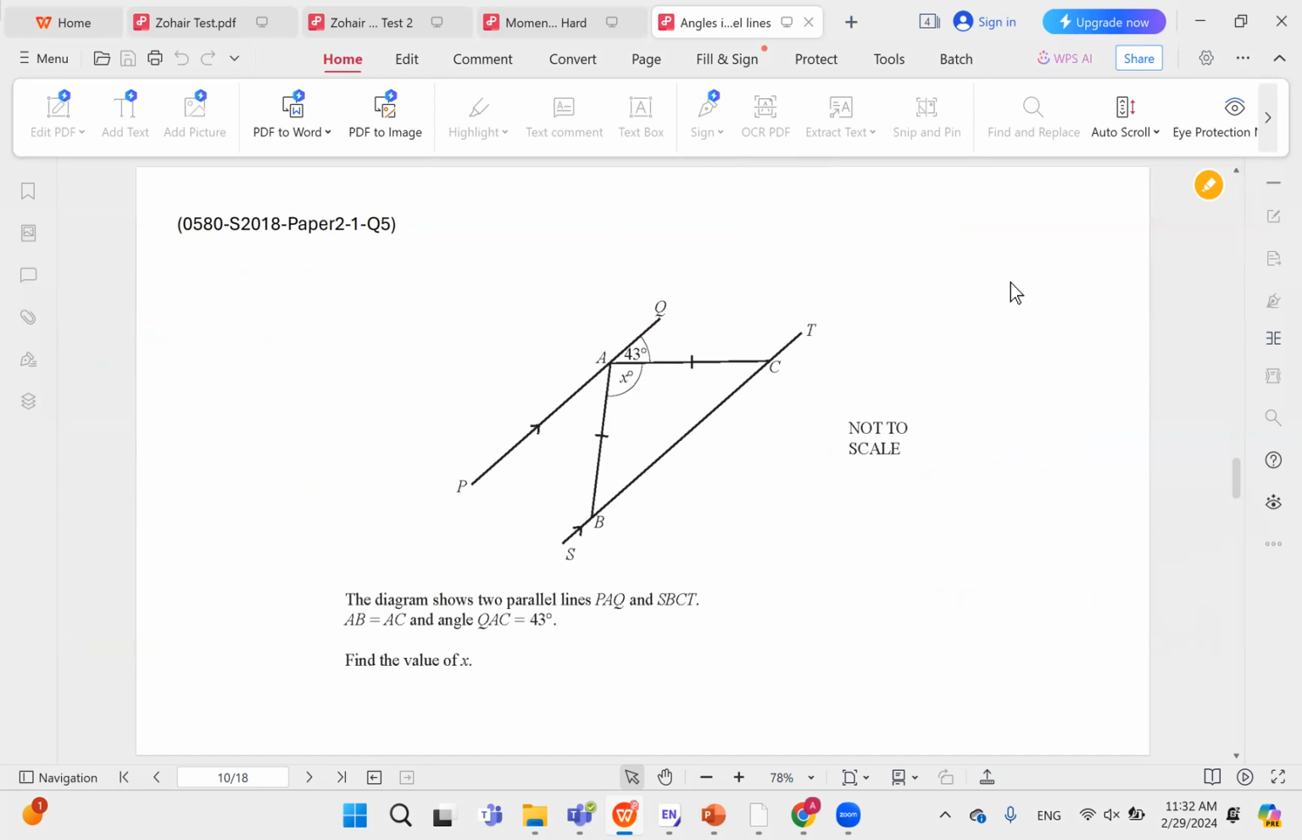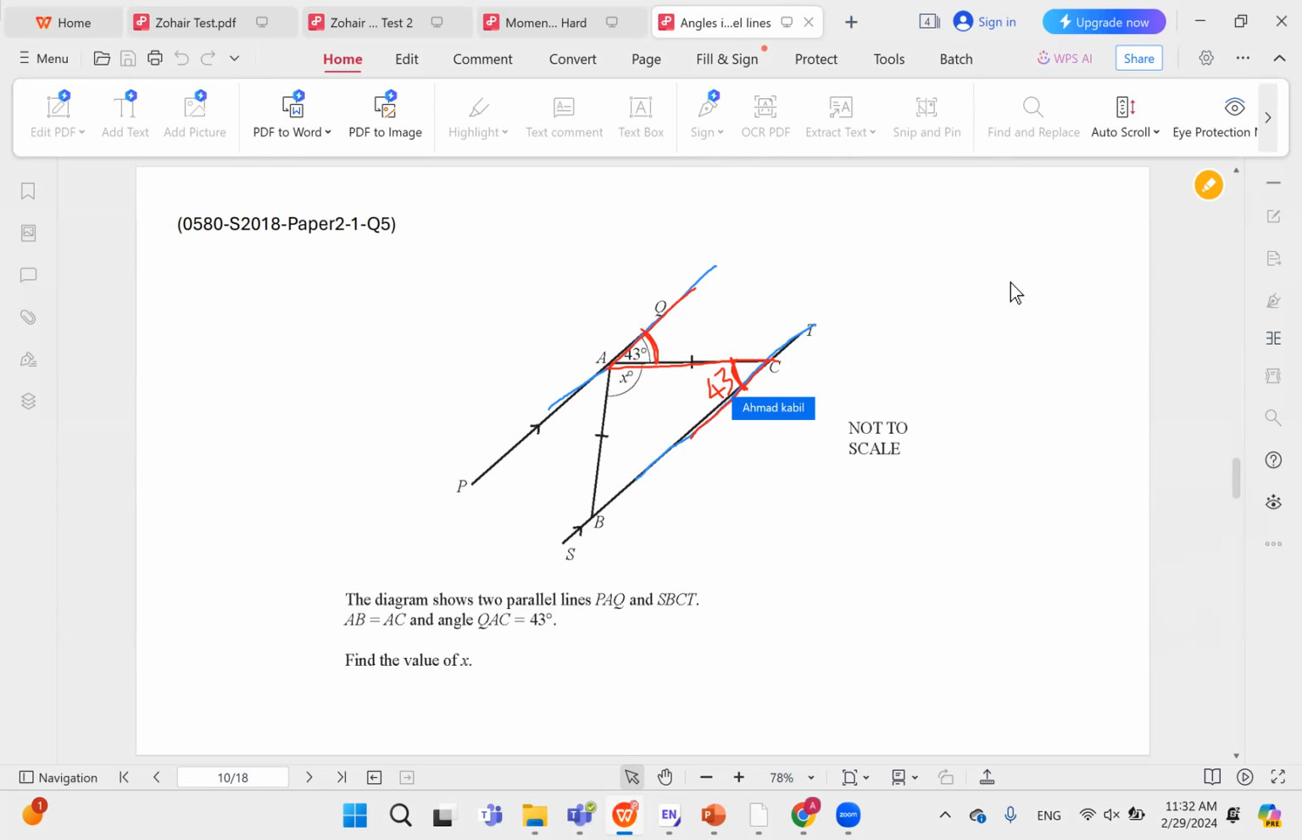So since the lines are parallel, we can exploit either the Z shape or the F shape or the U shape. Here we have a very clear Z shape. So this angle and this angle are congruent alternating interior angles. So this would be 43.